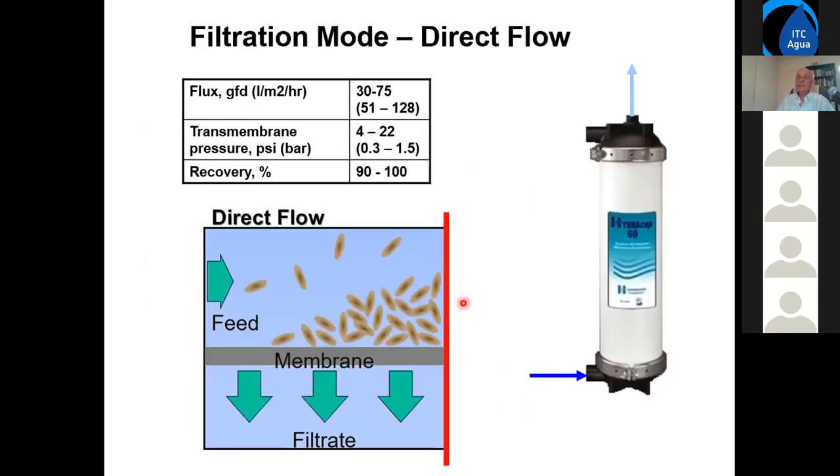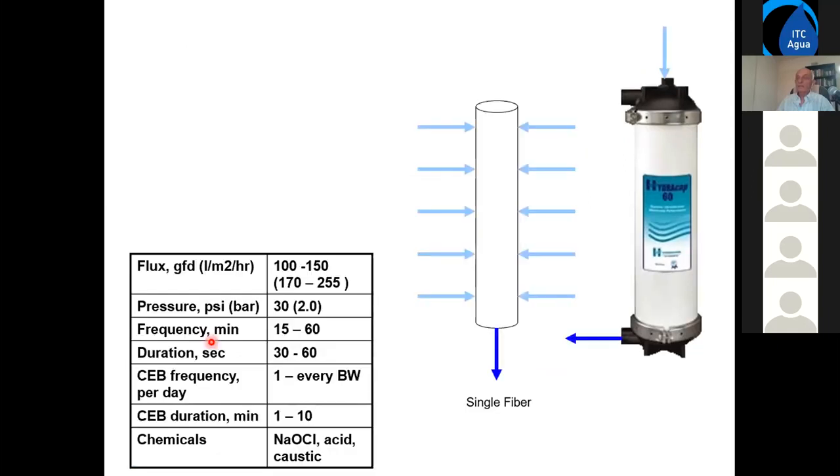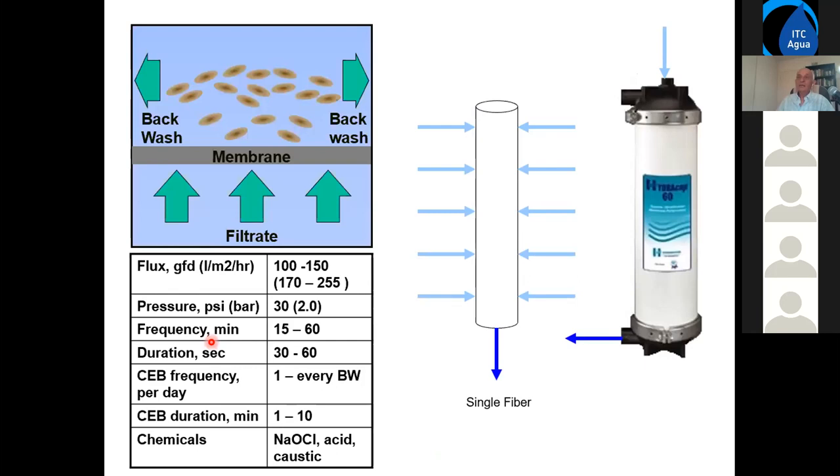So in the pressure driven, this is dead-end flow, it's 100% recovery. All the filtrate is pushed through the membrane, and the colloids stick to the membrane, creating a fouling layer. Then for the backwash, we reverse the flow and apply filtrate flow in the reverse direction, flushing the foulant out of the membrane. Again, everything operates at low pressure, seldom exceeding 2 bar, okay?